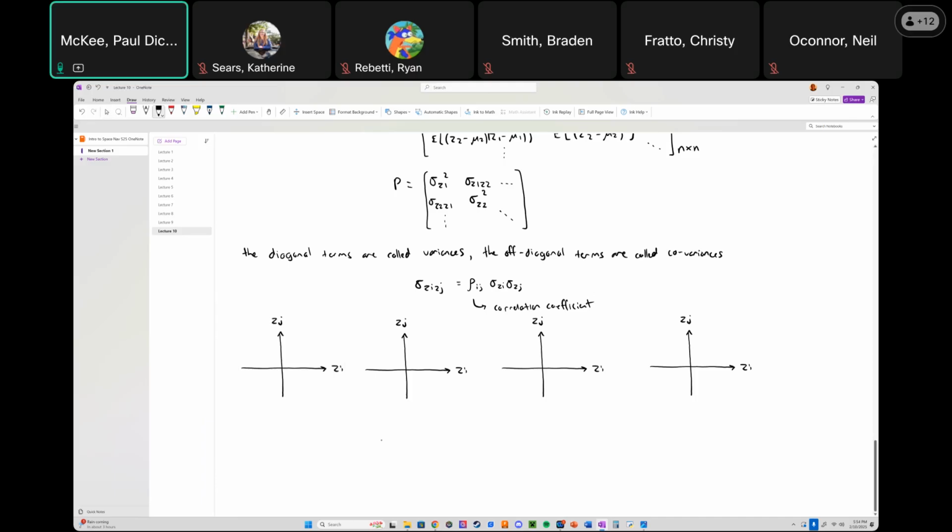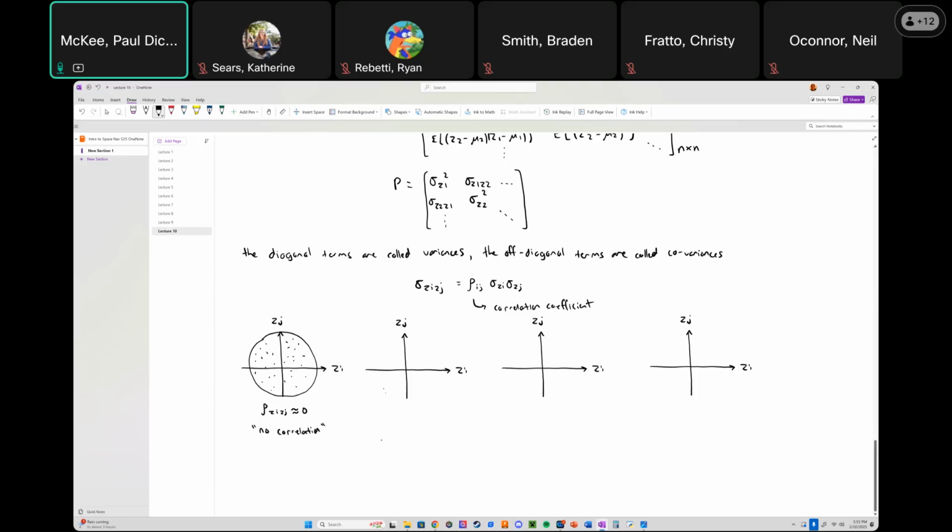But basically, if your data cloud is just complete random noise, and I'll kind of circle all this, if there's no particular correlation here, you would say that your correlation coefficient is basically 0. So rho_ZiZj is basically 0, or there is no correlation. So if one of your off-diagonal terms is 0, then you would say that the ith and the jth term have nothing to do with each other. Along this axis, there's no correlation.